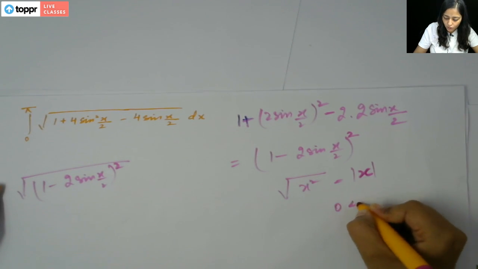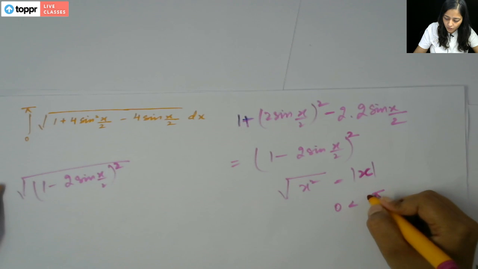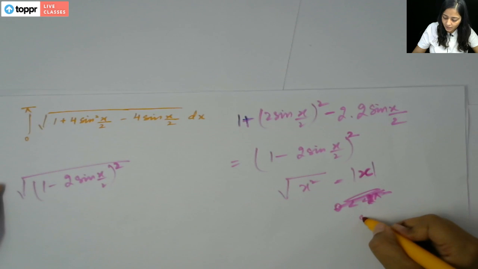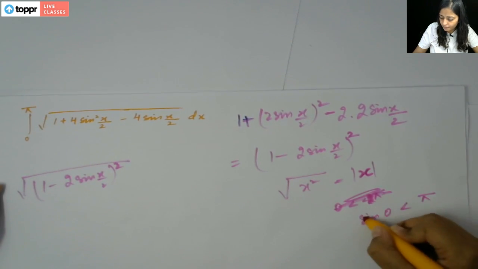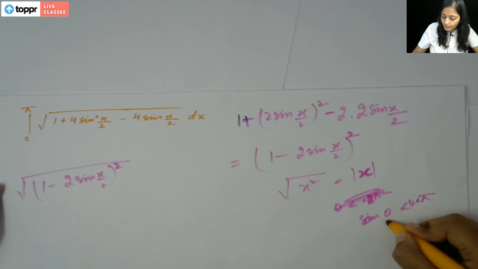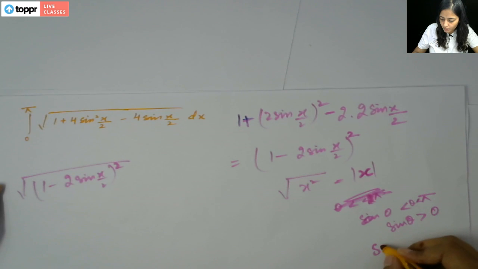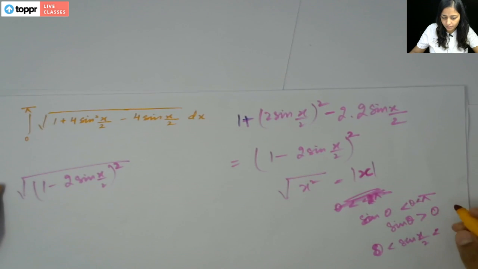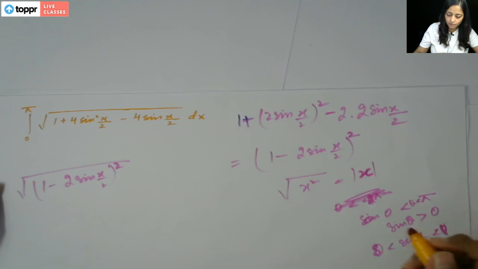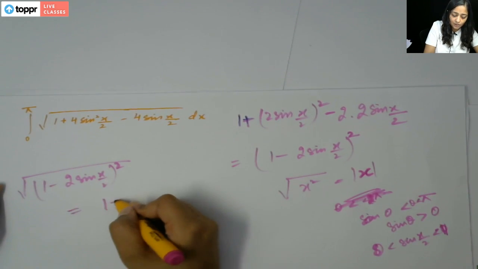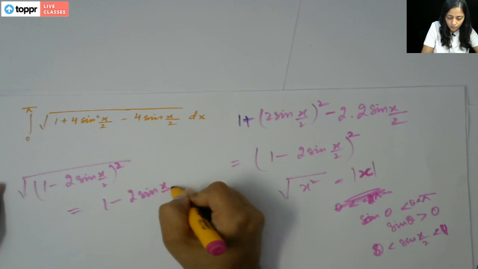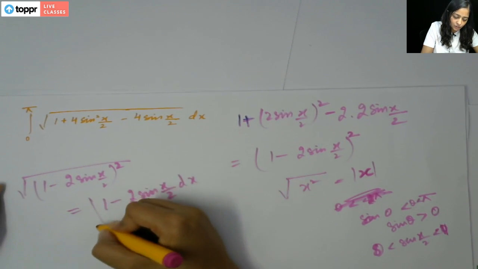Since in the interval 0 to pi, sine theta is always positive, so in the interval 0 to pi by 2, sine x by 2 would be positive and would be less than 1. So it is always greater than 0. It is 1 minus 2 sine x by 2 dx, integration from 0 to pi.